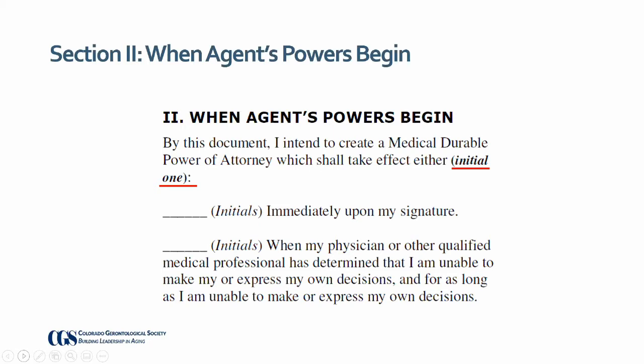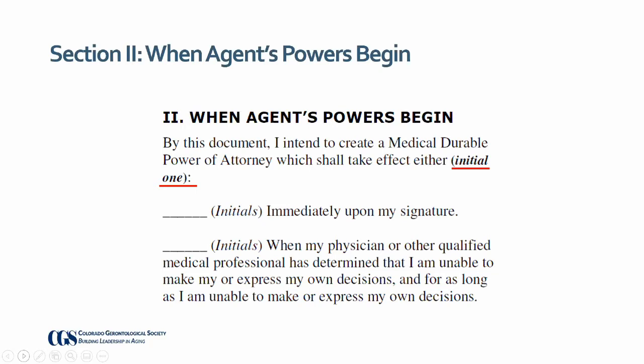Here is where you are able to initial only one. You could either say immediately upon my signature, or you could say when my physician or other qualified medical professional has determined that I am unable to make or express my own decisions, and for as long as I am unable to make or express my own decisions.